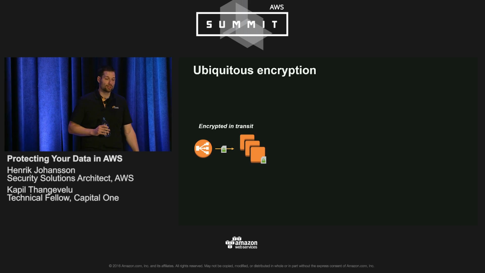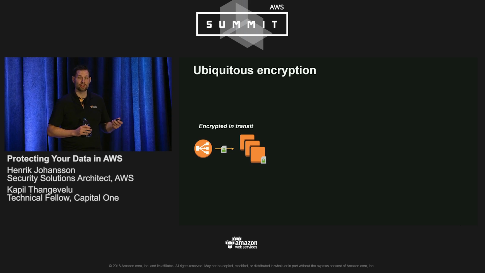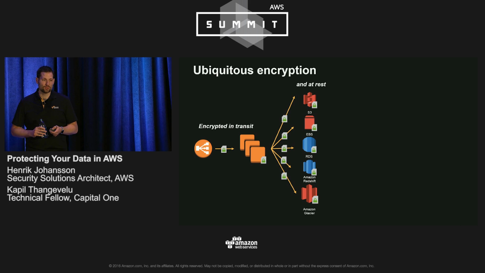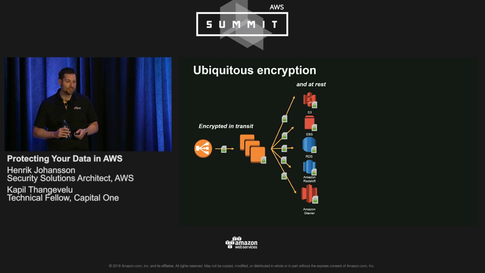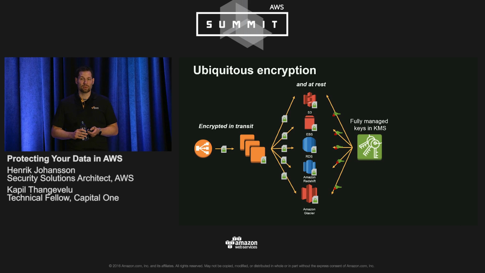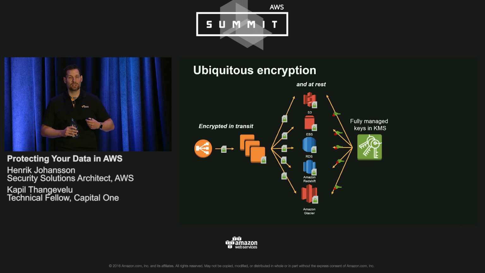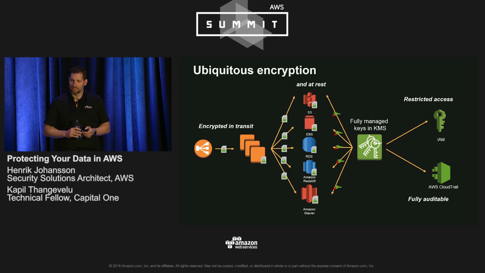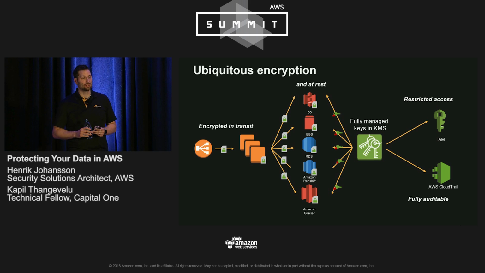So again, looking a little bit at ubiquitous encryption. We have encryption in transit from the services, so ELB to the AWS service, in this case EC2, and encryption in transit to the different storage services like S3, EBS, RDS. We have data encryption at rest in these services natively, and we have auditing and fully managed keys in KMS that you can restrict the access to yourself. So you own the restricted access, you own the control of the access, and actually one of the most important things, it's fully auditable. Every usage is logged in the CloudTrail log.